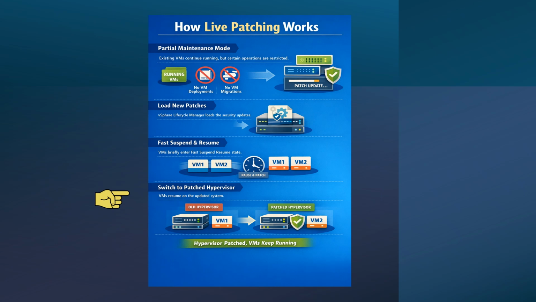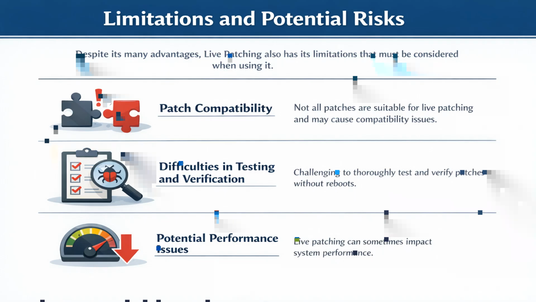So to conclude, the hypervisor gets patched, virtual machines stay online, no reboot required, no workload migration required. This reduces maintenance window and operational complexity in the production support. Now we understand how live patching works and its advantages. Now let's talk about something very important, the limitations and the potential risk of using this live patching.